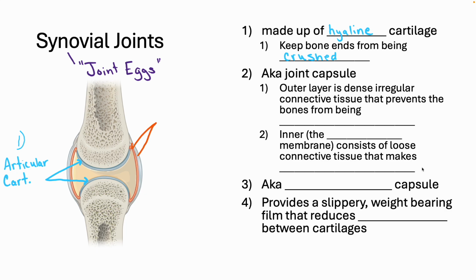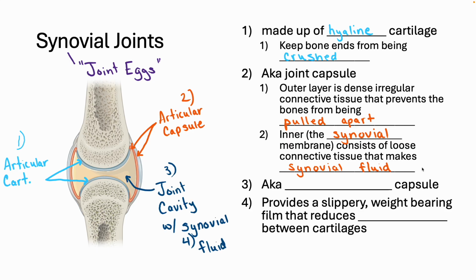We have the joint capsule, which is also known as the articular capsule. This is the outer layer made up of dense irregular connective tissue that prevents the bones from being pulled apart, while the inner layer is the synovial membrane, which consists of loose connective tissue that is also responsible for synthesizing synovial fluid and secreting it into the actual synovial joint. The joint cavity with the synovial fluid is also known as the articular capsule. It provides a slippery weight-bearing film that reduces friction between the cartilages.